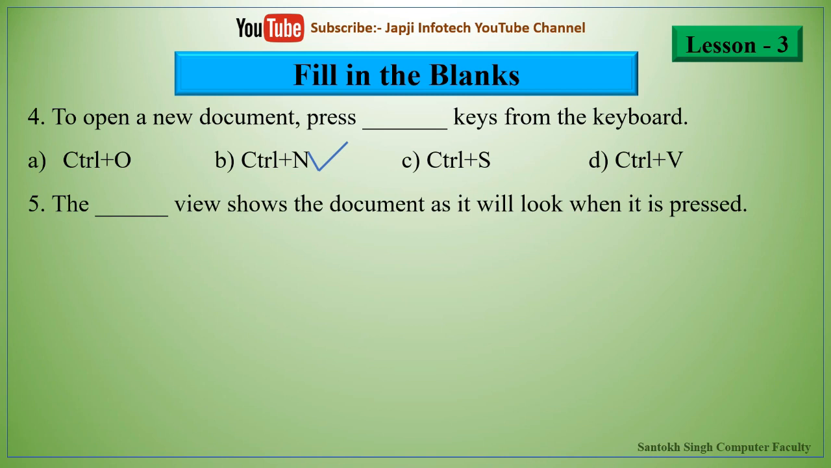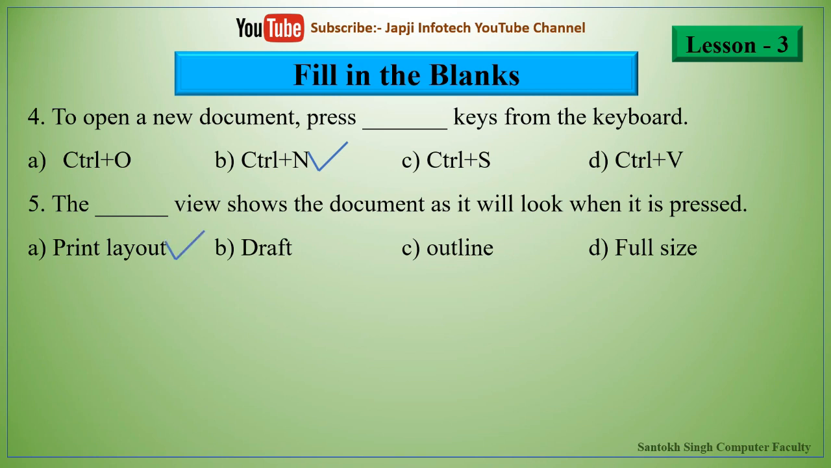So the fifth fill in the blank is: the dash view shows the document as it will look when it is printed. The options are print layout, draft, outline, or full size. So the right answer is: the print layout view shows the document as it will look when it is printed.